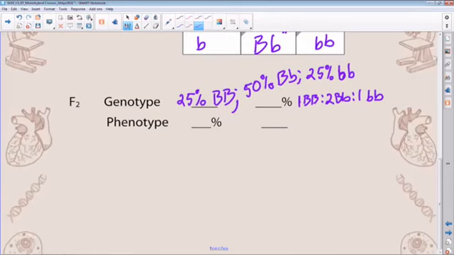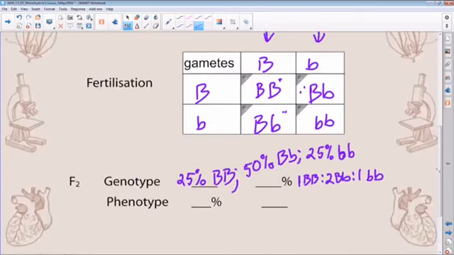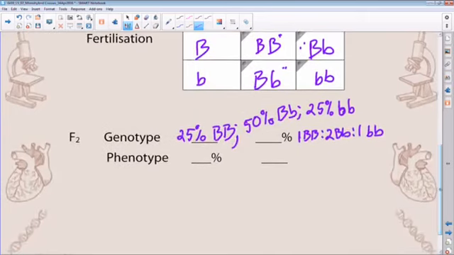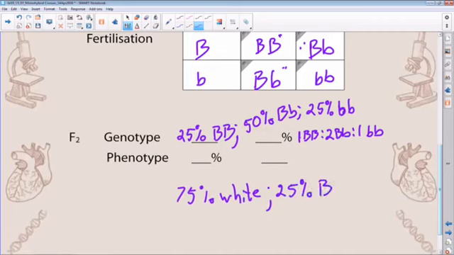Okay, and the other ratio was phenotype. How many whites, how many blacks? Okay, it's very simple. We have 75% white, because it was a dominant color, and 25% black, which means our ratio is 3:1. In other words, three white to one black.